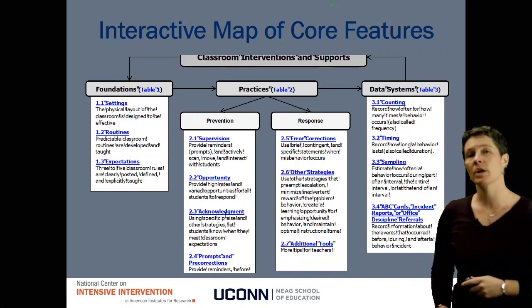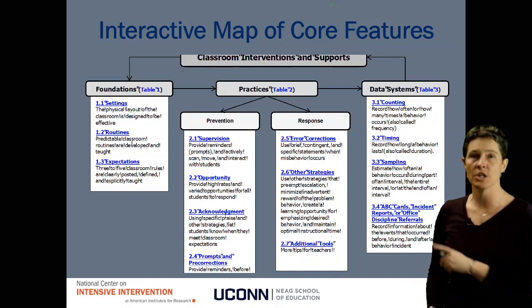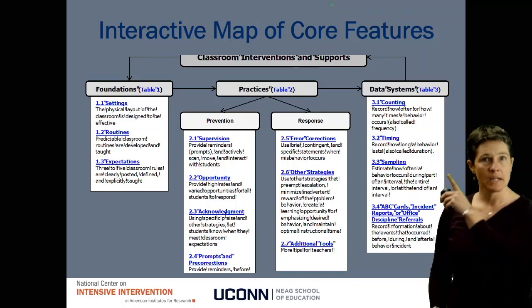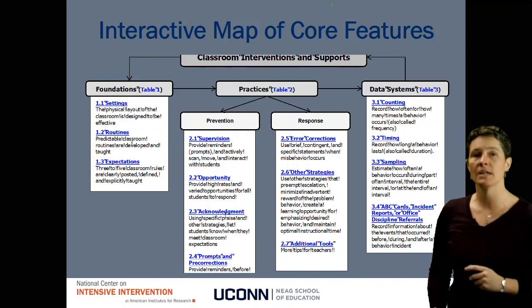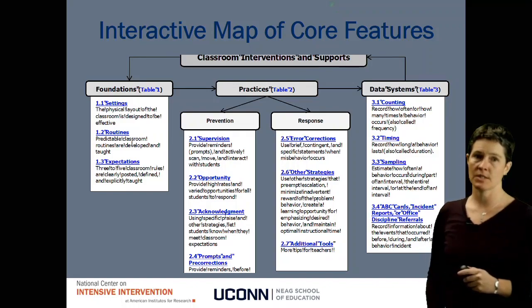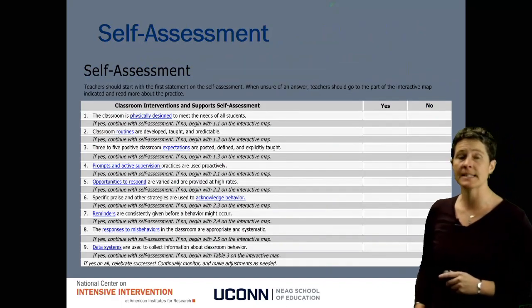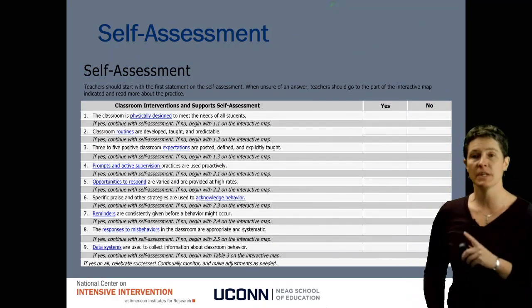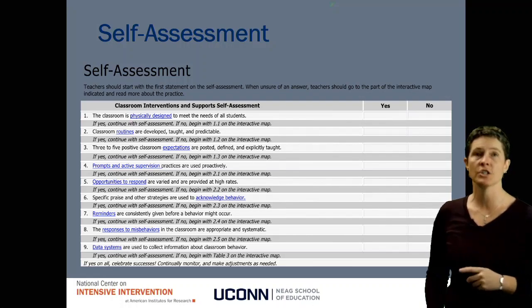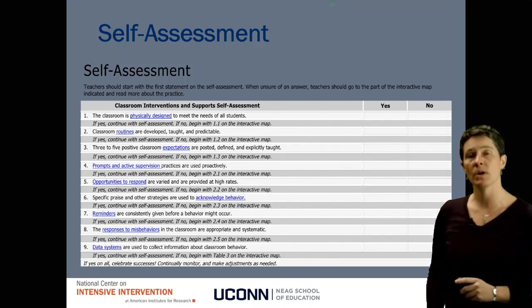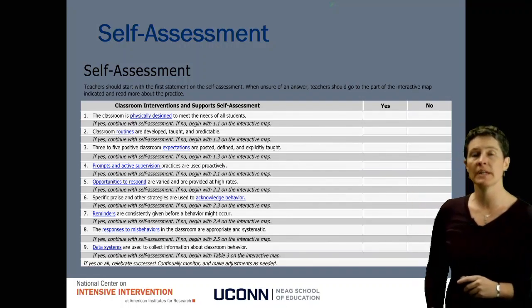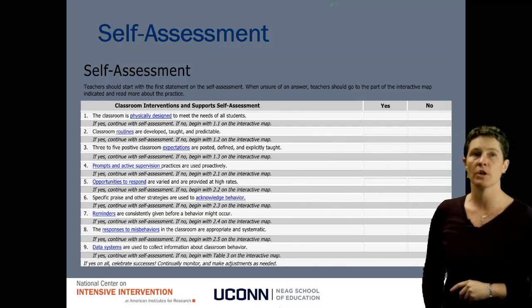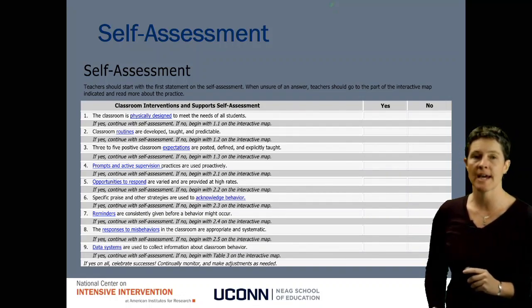If at any point you want to go back and learn about specific information, you can just go to this interactive map, click on the blue hyperlink, and it will take you to the section of the document that describes that. Another way to get to the information is using this self-assessment. It walks you through a number of quick yes/no questions. If you answer no to any one of these, click on that blue hyperlink. It will take you to the section of the document where you can learn more about that particular strategy.